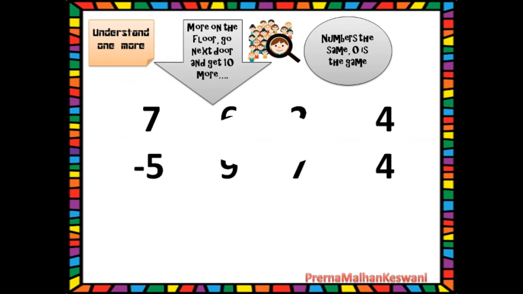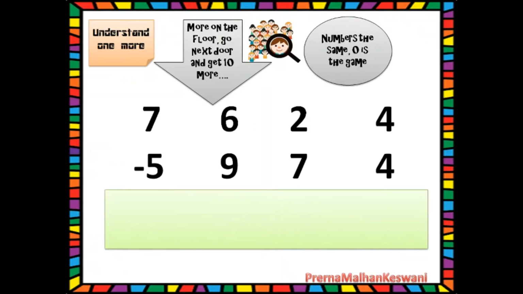Now let's do one more question, children. 7624 minus 5974. Let's look at the ones column. 4 minus 4. Numbers the same, 0 is the gain. And you remember that property, when you subtract the same number from itself, the answer is always 0.